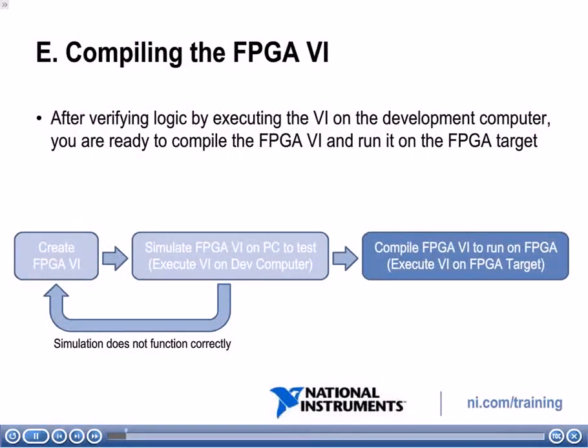In the previous section, we talked about simulating the FPGA VI on the PC to test it out before you compile. So at this point, we've simulated and tested it, and we know that our FPGA VI is supposed to work. So we can go ahead and compile it. To do that, make sure you set your FPGA target to execute VI on FPGA target. Once you've done that, you can hit run on the FPGA VI and it'll go ahead and compile it.